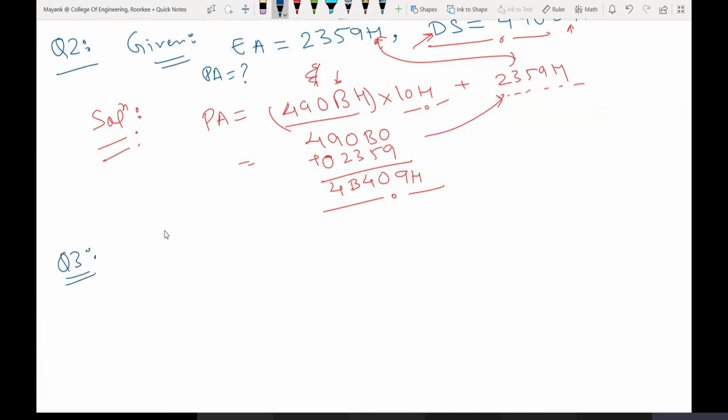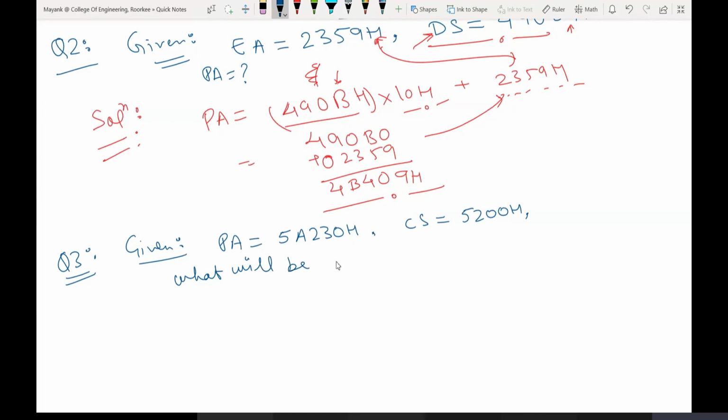Let's come to question number 3. In this case, the physical address is given as 58230H. The physical address is already given. CS is given. Fine. What you need to calculate is what will be the new physical address if CS is changed to 7800H. What will be the new physical address if the value of CS is changed to 7800H? Tell me what will be the answer.